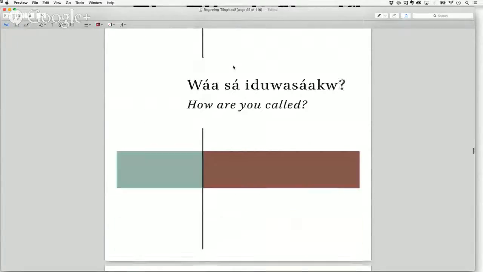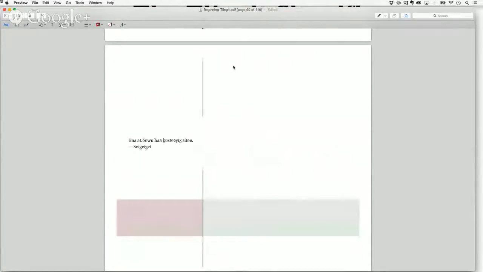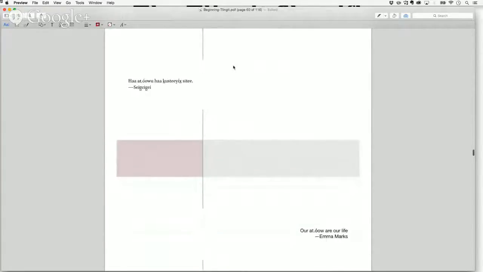All right, so moving through our next set of phrases, going down. This is one of my favorite things. I got it from Nora somewhere. I can't remember the original source. I bet you it's Haturunaku. Ha'atubu ha'kostiyachsati. Our atu are our life.